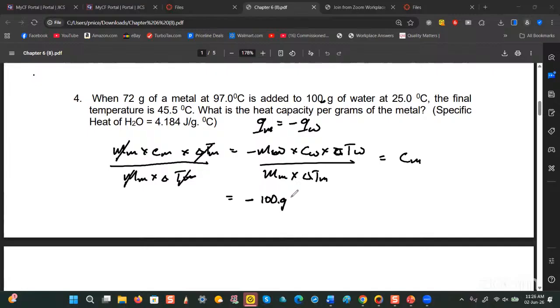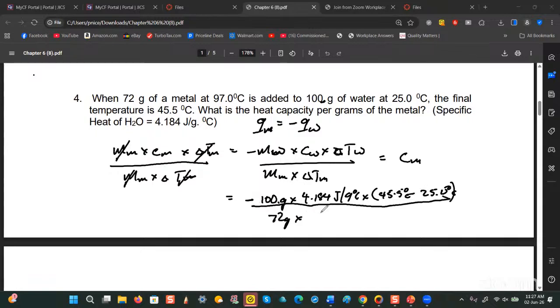100 grams times the specific heat of water, which is given as 4.184 joules per gram degree Celsius. And then, as you suggested, find the change in temperature of water, which is what? 45.5 degrees Celsius minus 25.0 degrees Celsius. Okay, and then we divide that by the mass of the metal, which is what? 72 grams. 72 grams times the change in temperature of the metal. So what's the change in temperature of the metal?